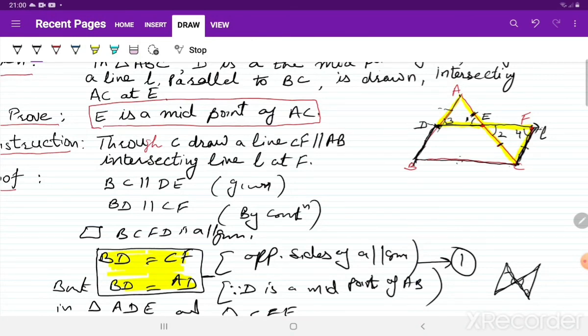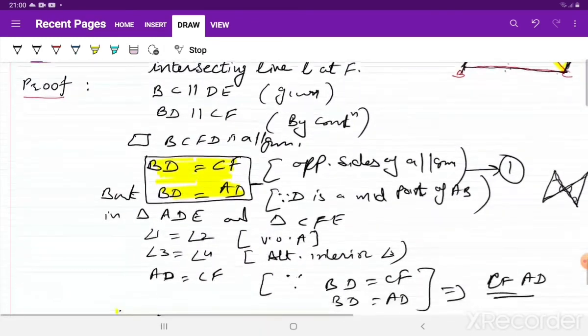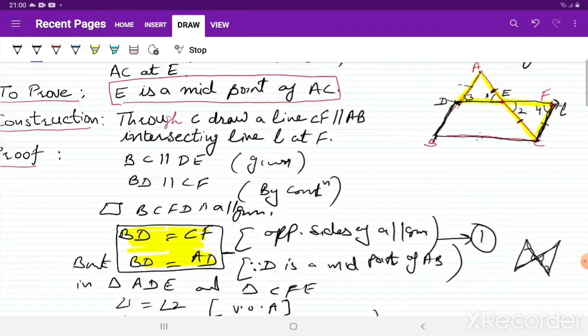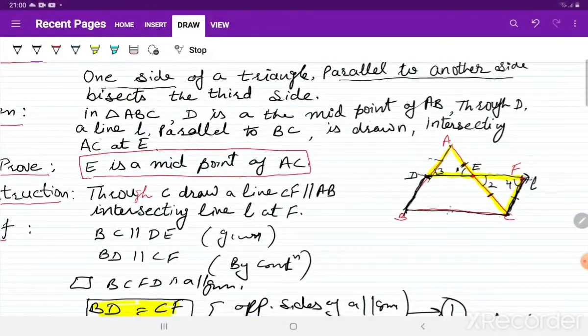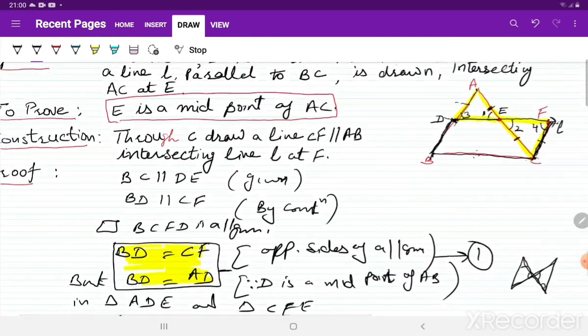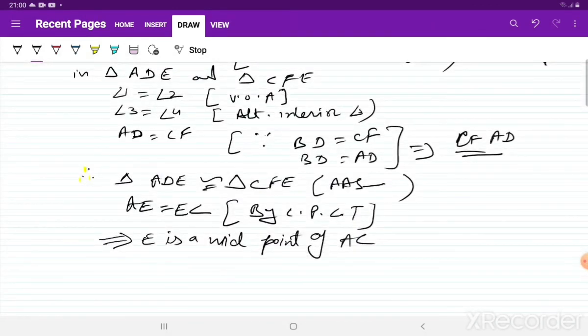So after that, I took 2 triangles. I made them congruent. Okay? After making them congruent, we get one result from CPCT: AE is equal to EC. So if both parts are equal, then E is a midpoint of AC. That is what we had to prove, that it bisects the third side. Okay? This is your proof by one method. So we proved the converse of the midpoint theorem by one method.